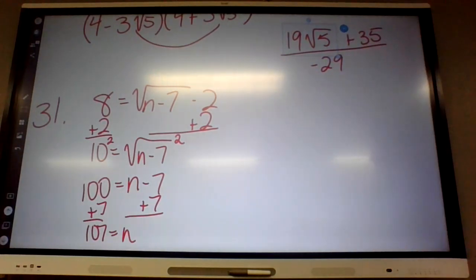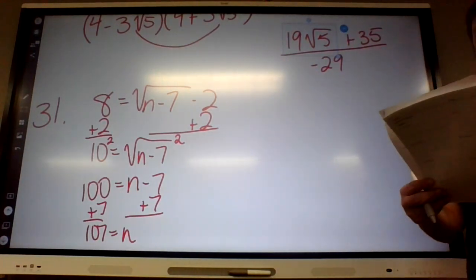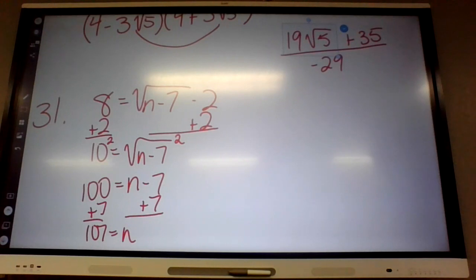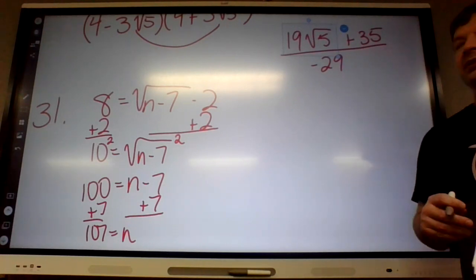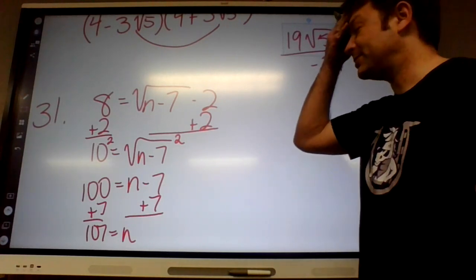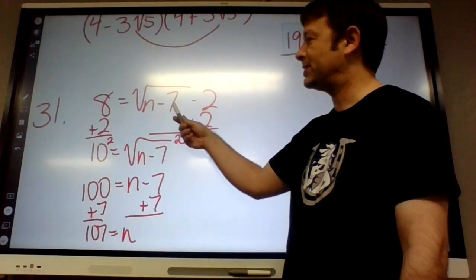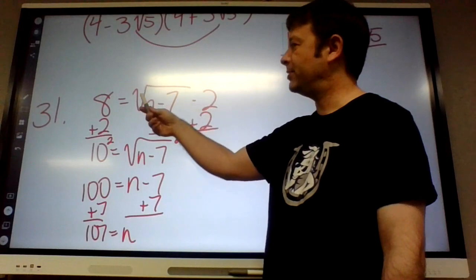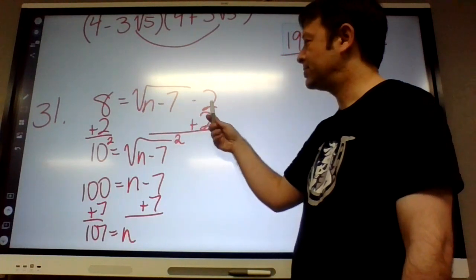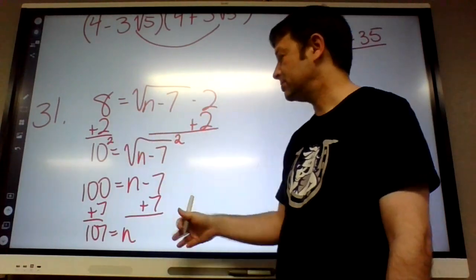The directions say, remember to check for extraneous solutions. What do you think that means? Sometimes you get extra answers that don't actually work. If I plug 107 in, 107 minus 7 is 100. Square root of 100 is 10. Minus 2 is 8, so it's right.